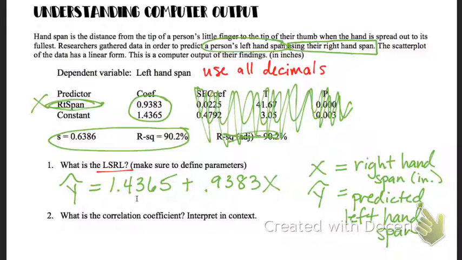Number 2, it says, what is the correlation coefficient? So what symbol am I looking for? R. So I need to do what to find R? 0.902. Because it's a percentage. So what is the square root of 0.902?